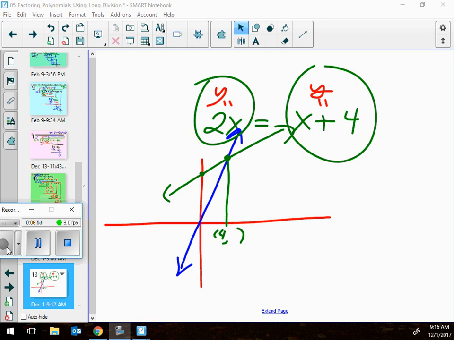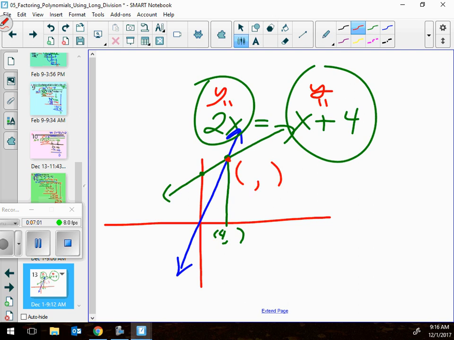All right, after you've graphed y equals 2x and y equals x plus 4, you will find the spot where they cross, and it's something comma something. How many of the groups have that point identified? Raise your hand if you do. Okay, that's almost everybody. All right, would you tell me what point you guys got? 4 comma what? 4 comma 8.